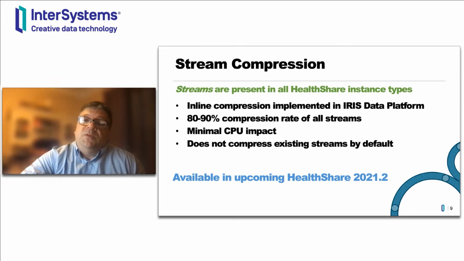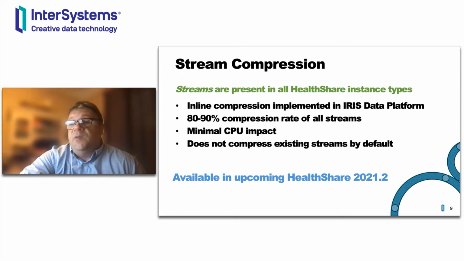Testing at scale is shown to be about an 80 to 90% compression rate of all the streams, and CPU impact is minimal at only 3 to 4% increase in our recent benchmark testing, which is pretty much negligible in terms of overhead. A couple things to note: this feature does not compress existing streams by default. Only new streams that are saved in the database. But a simple routine can be written to simply open and then resave the stream as is, and it will gain the compression benefit just on that resaving process.